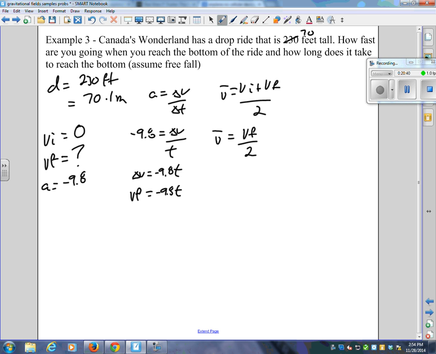Okay, I'm going to do one more thing. We also know the formula V bar equals D over T. I do not know the... Oh, I do know the D, don't I? Now, would it be 70.1 or would it be minus 70.1?